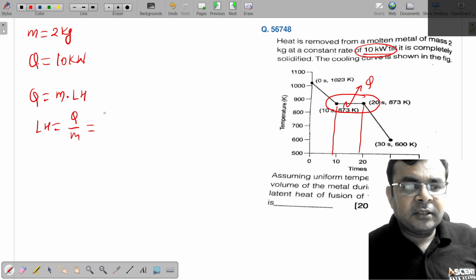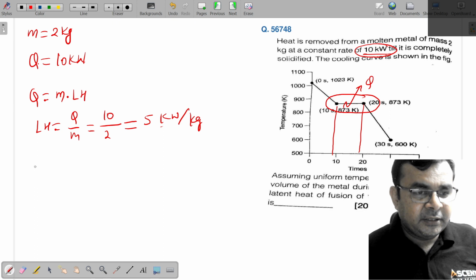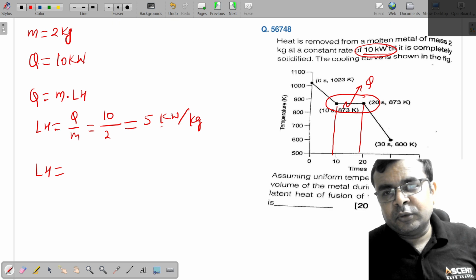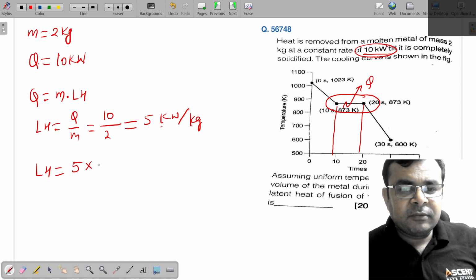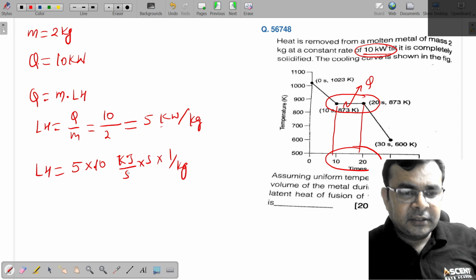So Q is nothing but 10 kilowatt over m, that is 2. So this is 5 kilowatt per kg. But here we need to determine this value in terms of kilojoule per kg. So this is kilojoule per second. Correct? So if you multiply with time, means 5 into how much time is taken, so this is 10 second. Then it will be written as kilojoule per second into 1 by kg. Correct? This is already given here.